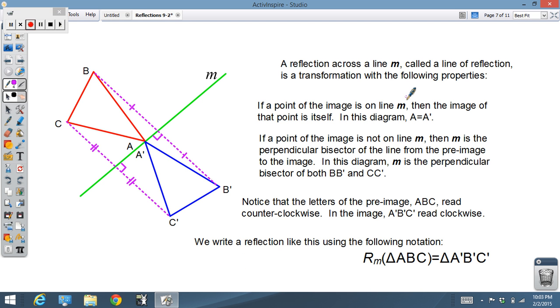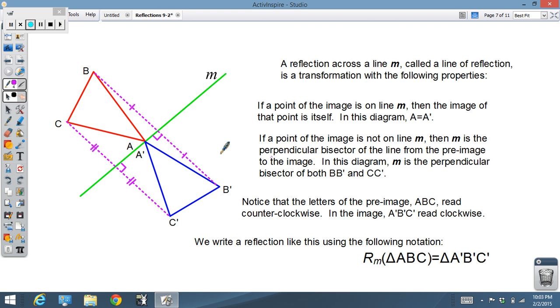Okay. So, a reflection across a line M, which is called a line of reflection, is a transformation with the following properties. Okay? If a point on the image is on line M, so see point A right there, that is on line M, well, its reflected image would also be on line M. It would be itself. A equals A prime because they are both on the line. Okay? Otherwise, any point is equally distant in a perpendicular line from line M to the original point and to the reflected point.